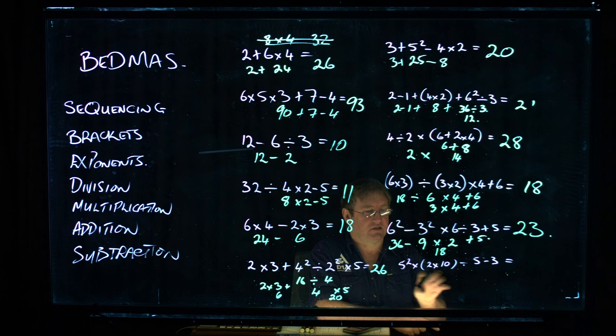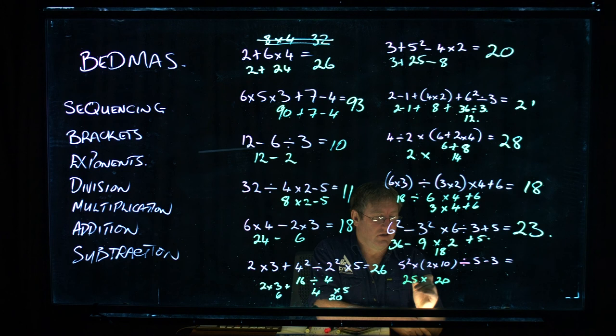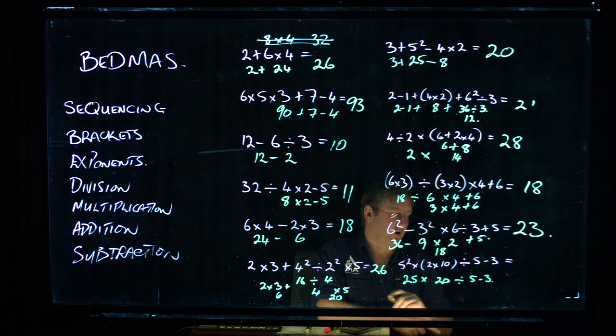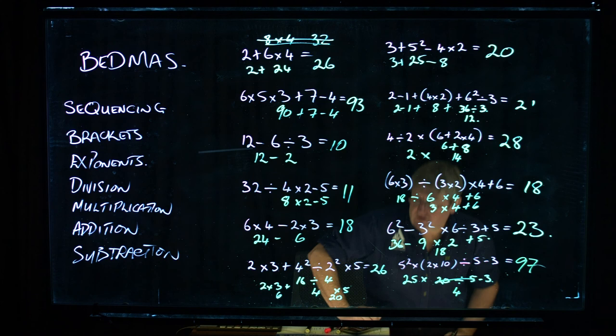Last one, brackets, exponents. So brackets got to be done first. This one here is actually a division, just to put that in. So 2 times 10 is 20 in the brackets. 5 squared is 5 times 5, which is 25. So 25 times 20 divided by 5 minus 3. So we need to do our division first because it's above the multiplication. So 20 divided by 5 is 4. So now we've got 25 times 4, which is 100, minus 3, because these have already been done, and that leaves us 97. So there's some equations just to show you the sequencing.